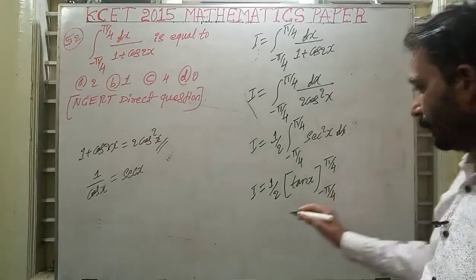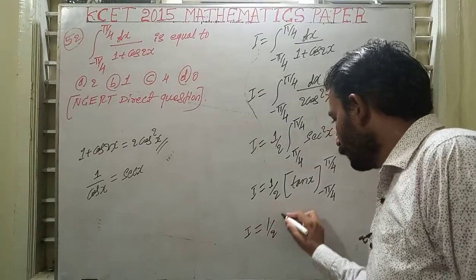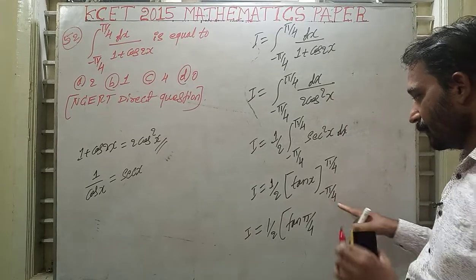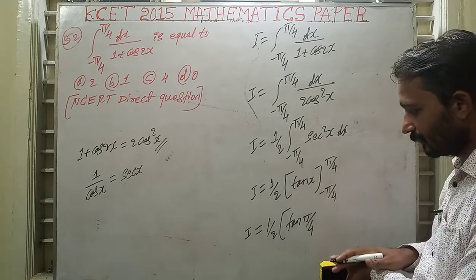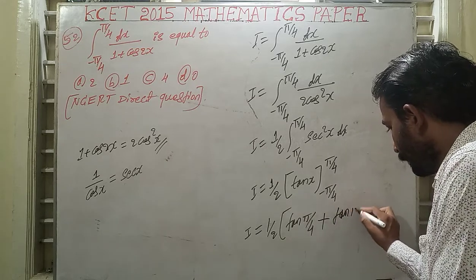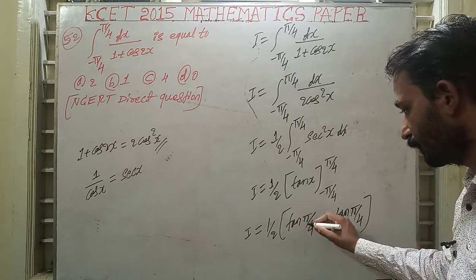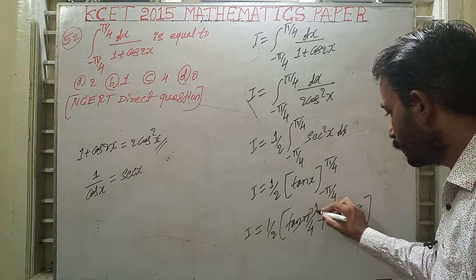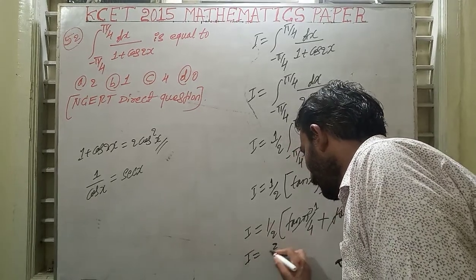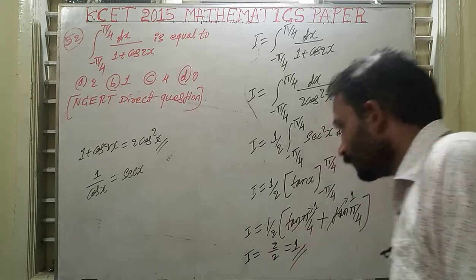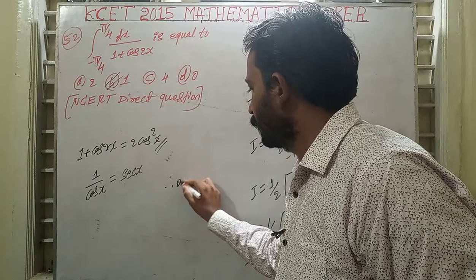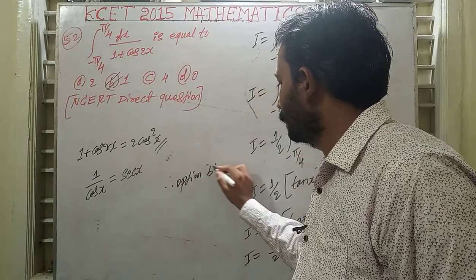First apply the upper limit, 1 by 2 tan pi by 4, minus tan of minus pi by 4. But tan of minus theta is equal to minus tan theta. This becomes plus tan pi by 4. Now we know that the value of tan pi by 4 is equal to what? 1. So here also tan pi by 4 is equal to 1. 1 plus 1, 2. Now I is equal to 2 divided by 2 equal to 1. So the answer is 1. Which option is correct? Option B is correct. Therefore option B is correct.